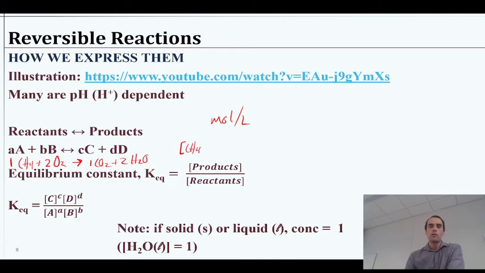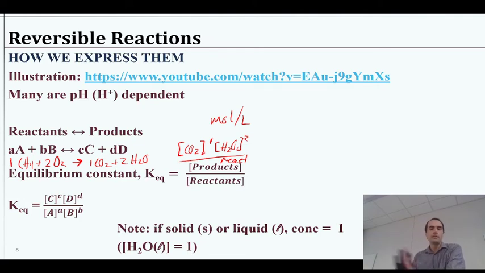CH4 to the 1 power times, those are the reactants. I'll just write the products here. That would be CO2 raised to the 1 power times H2O to the 2 power if that was our equilibrium reaction, which it's not, right? It's then reactants down here. So does that make sense where the 1 and the 2 are going and all that?